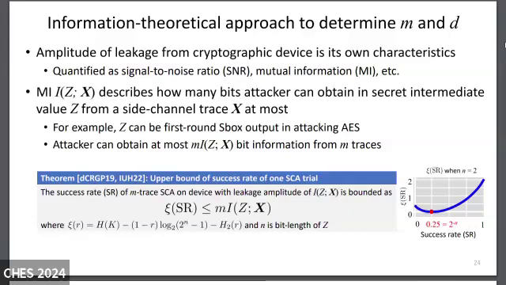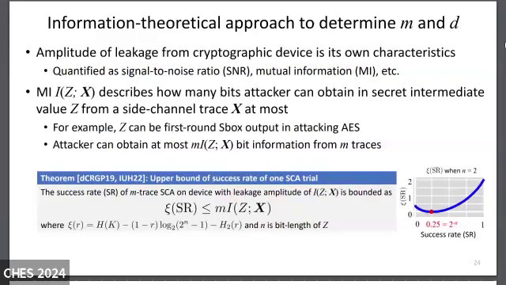As discussed in the previous talks today, the success rate of SCA heavily depends on the leakage amplitude from the target device. This is quantified as the signal-to-noise ratio and mutual information. Here, mutual information, IZX, describes how many bits the attacker can obtain at most from one side-channel trace. This means the attacker can obtain at most M·IZX bits of information from M traces, in the M-bounded SCA.